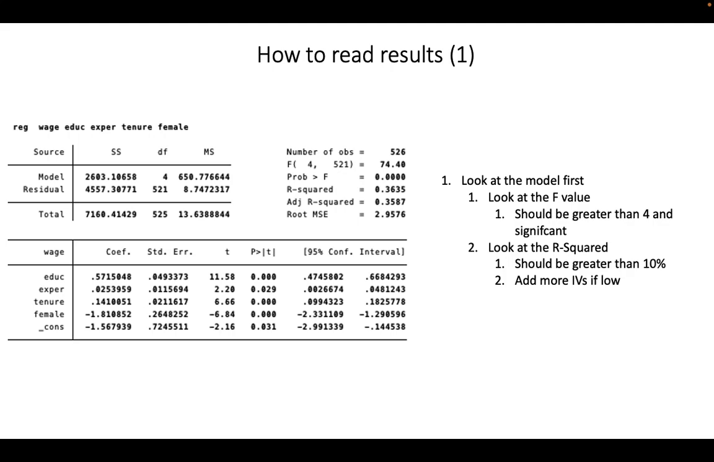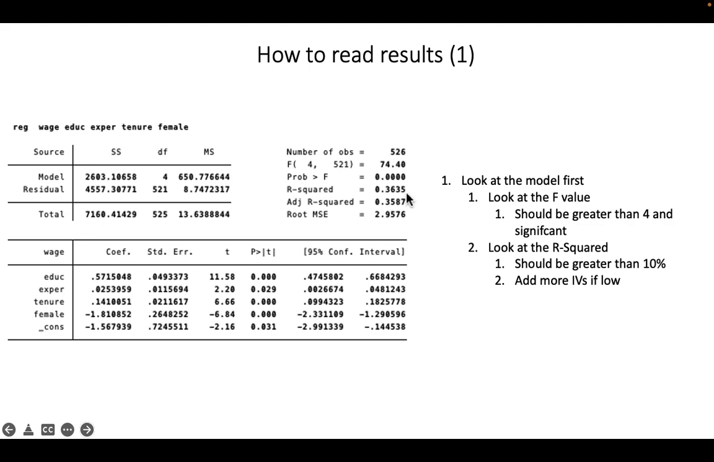Let's go through how to read the results in a stepwise method. First, you need to look at the model. For the model, you look at this part of the result and you see how many observations you have. You look at the F value, whether your model is a good model, how well your independent variables are explaining the dependent variable. You look at the R squares and see if they're good enough. You compare the R square with the adjusted R square and see whether they're similar to each other.